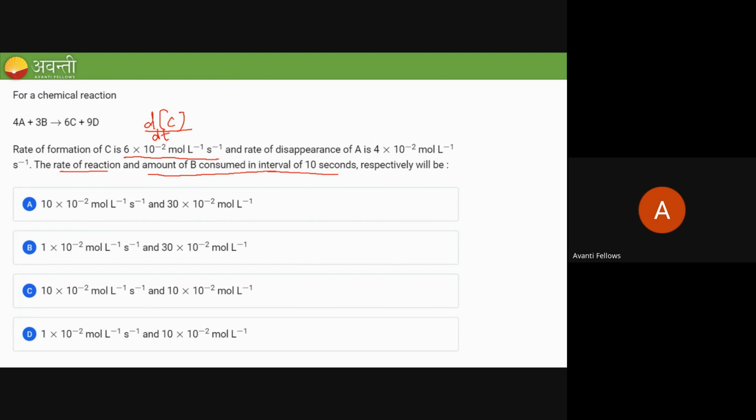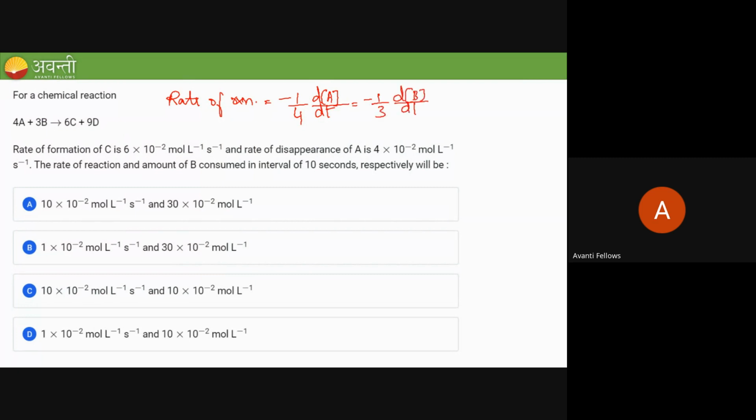So the rate of the reaction. I'll start from above so that I will get some space. The rate of the given reaction will be equal to minus 1 by 4 dA by dt, which is equal to minus 1 by 3 dB by dt, which is equal to plus 1 by 6 dC by dt, which is equal to plus 1 by 9 d of the concentration of D by dt.